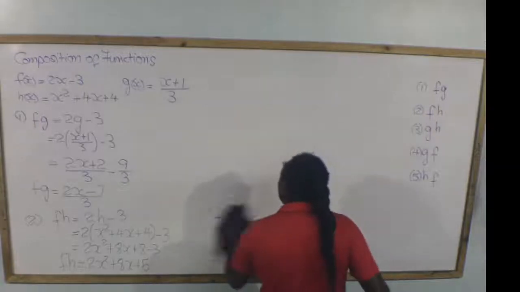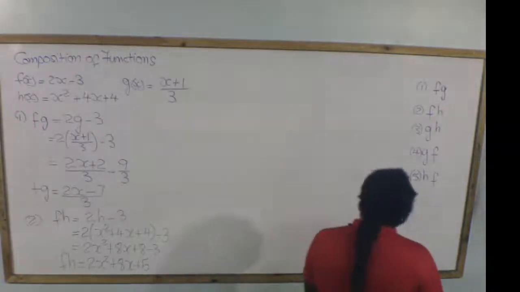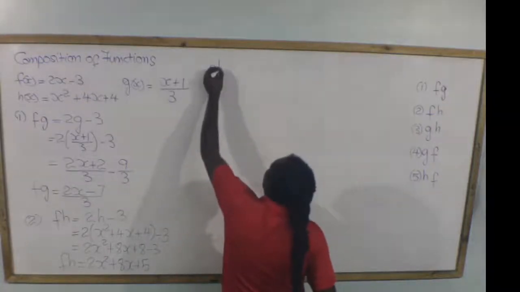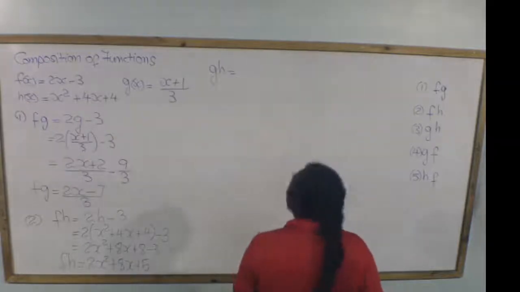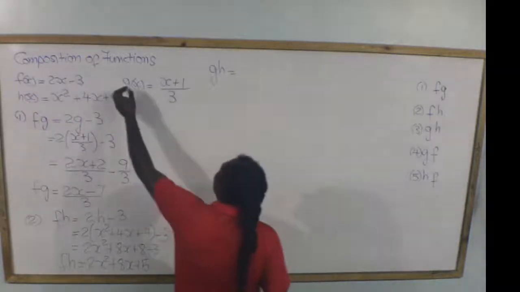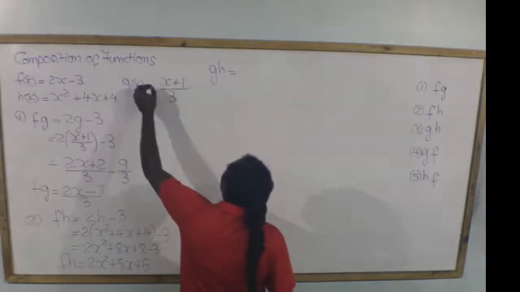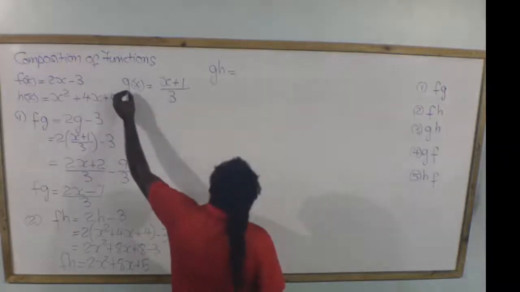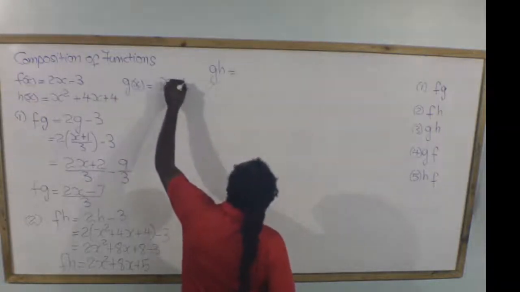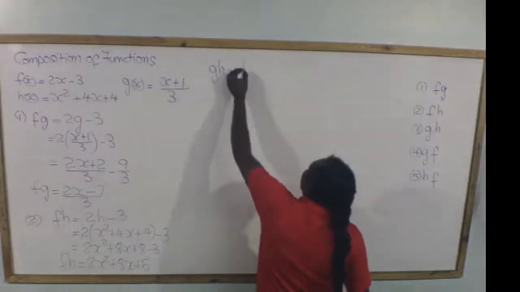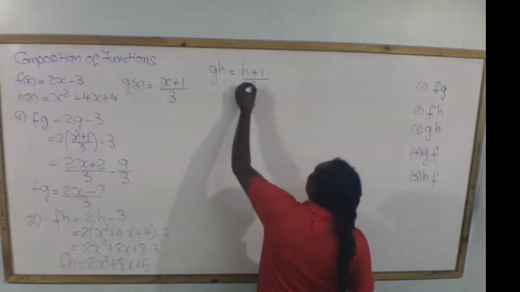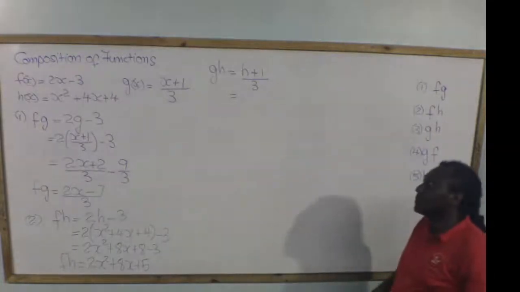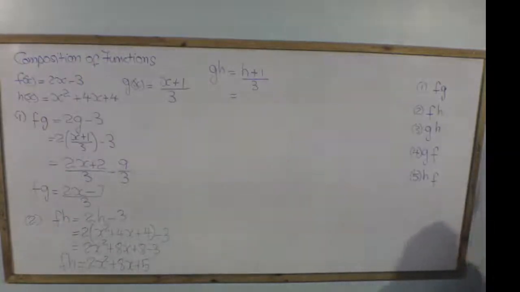Number 3. G of h. G of h is equal to, now we're going to look at g of x. G of x is equal to x plus 1 over 3. So g of h must be h plus 1 over 3. So we have h plus 1 over 3. And of course, this first step is your error correcting step.